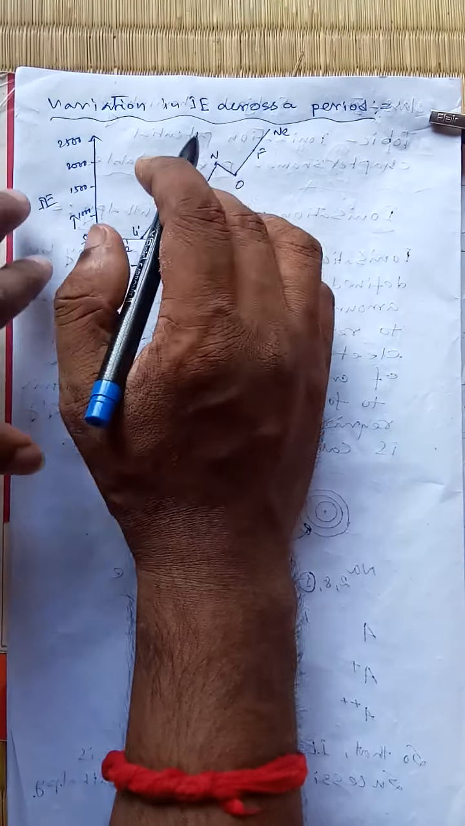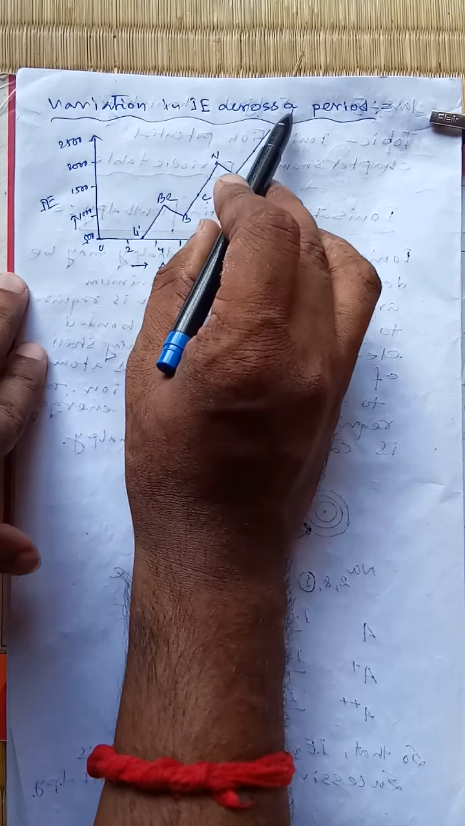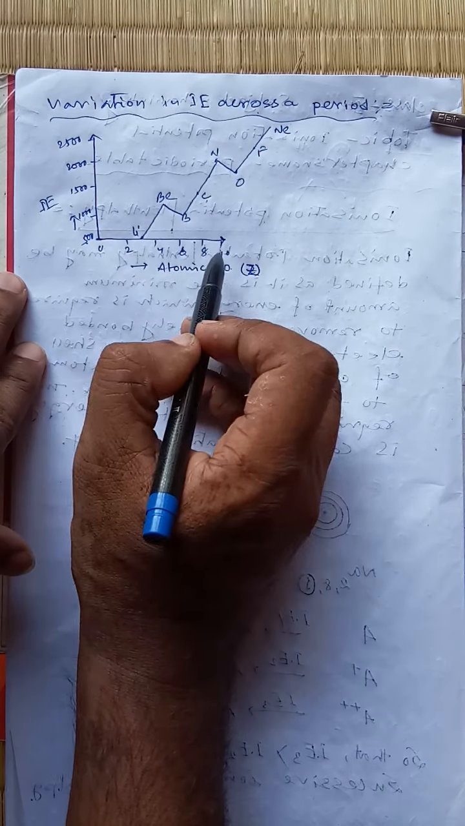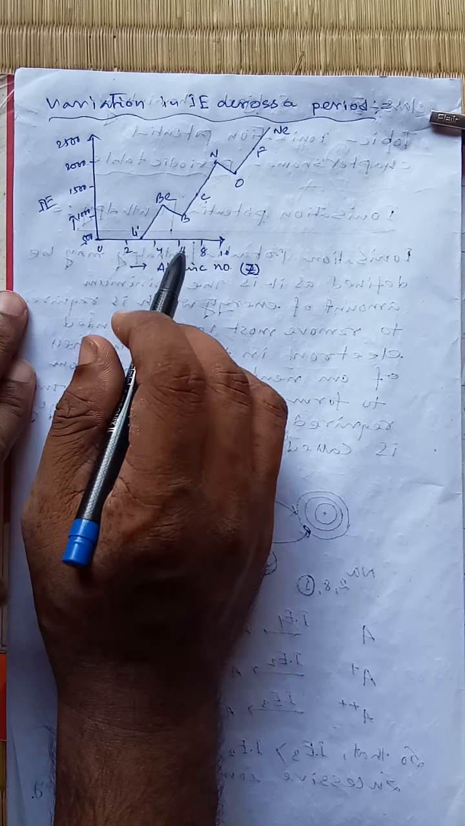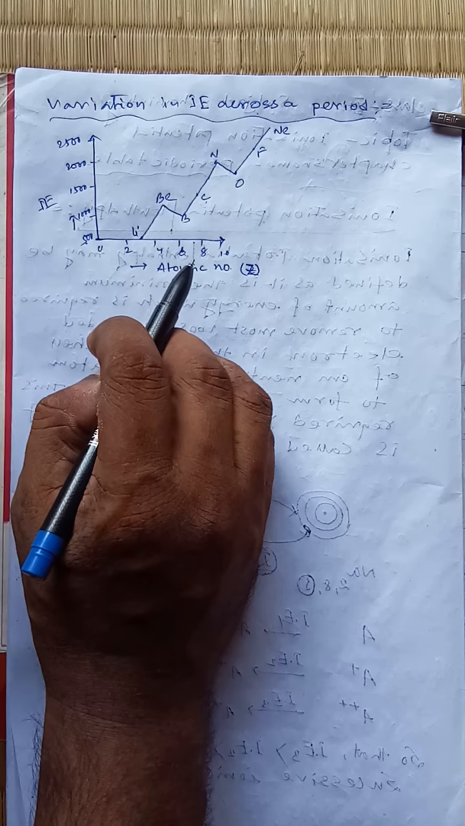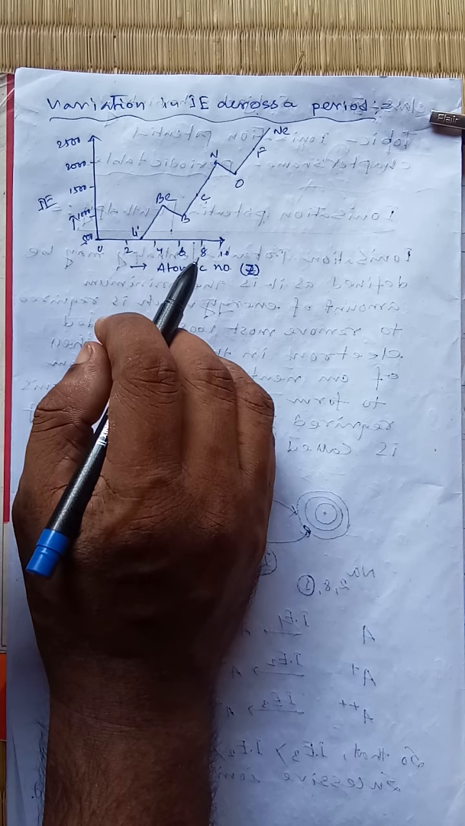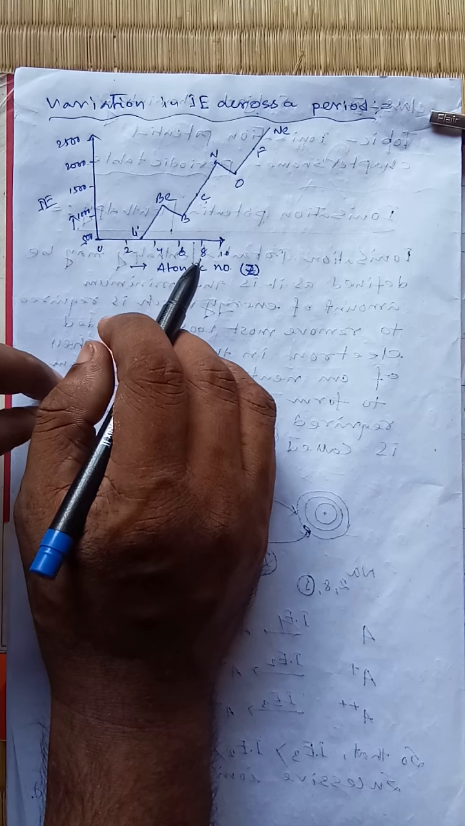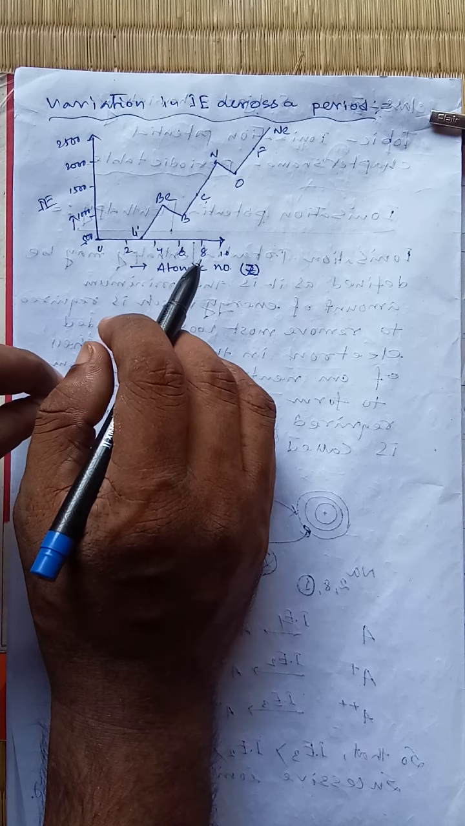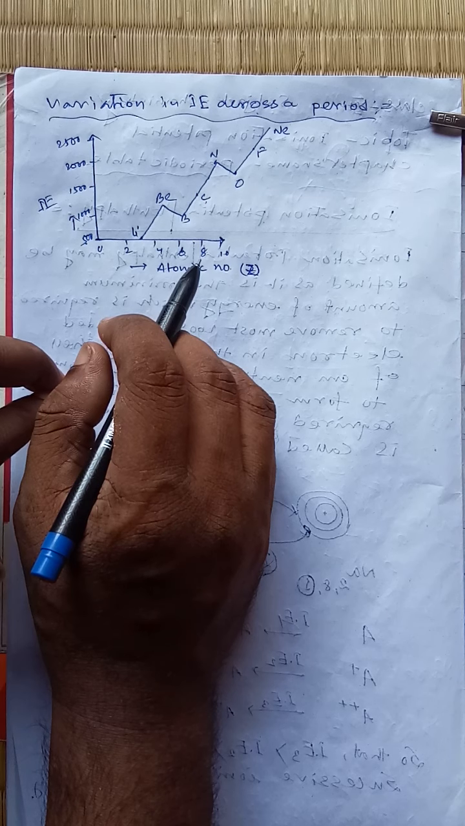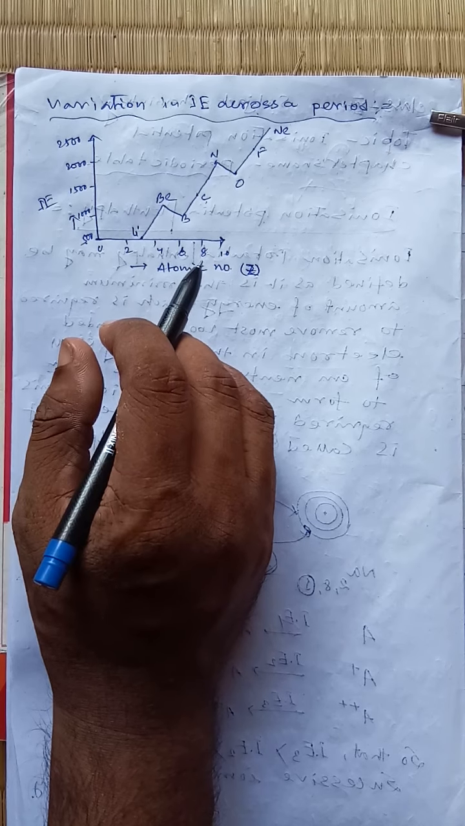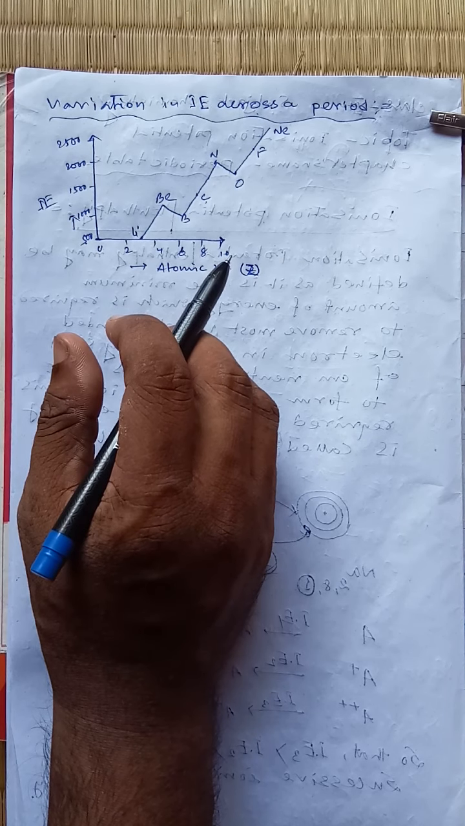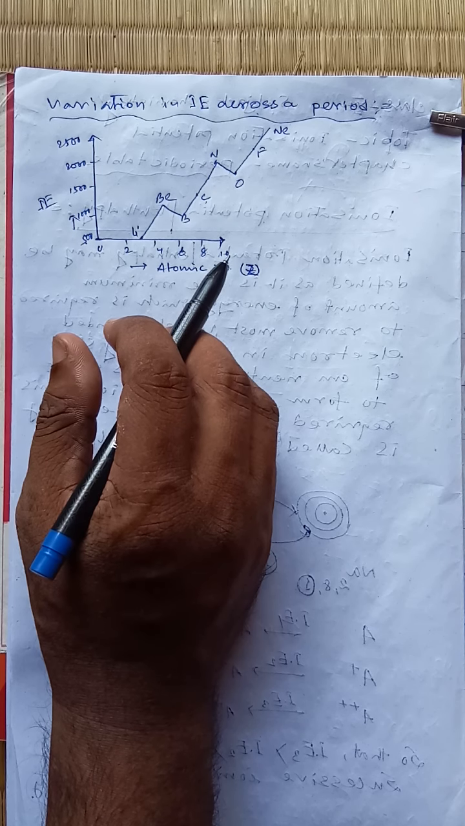Next is the variation in ionization enthalpy across a period. I have to draw this picture. Actually, it is the ionization potential versus atomic number, and across a period we know that the size of an atom decreases, so nuclear charge increases, and increased nuclear charge means the attraction between the valence electron and nucleus is more. That's why a huge amount of energy is required to remove the most loosely bonded electron in the valence shell. So in that condition, across a period, ionization enthalpy will increase.